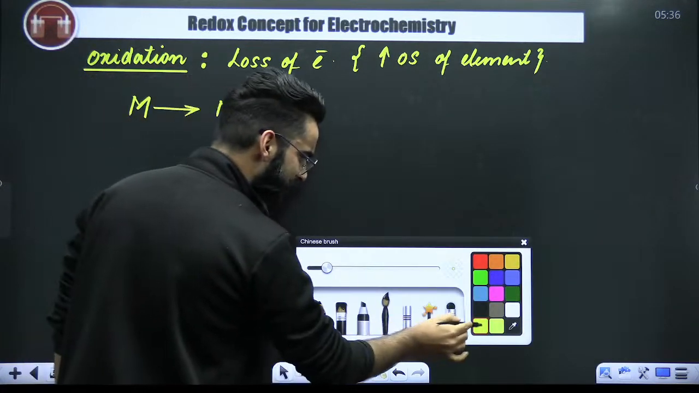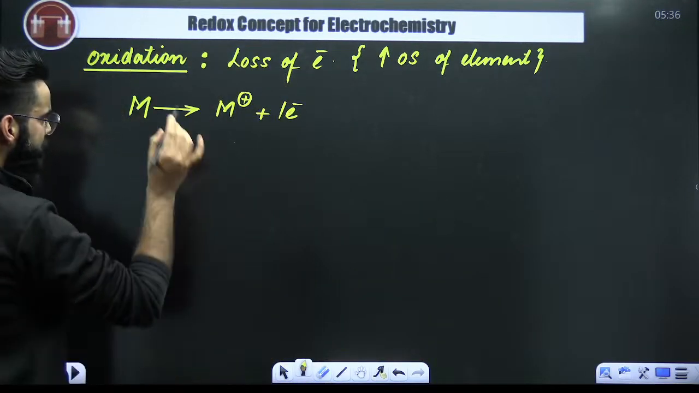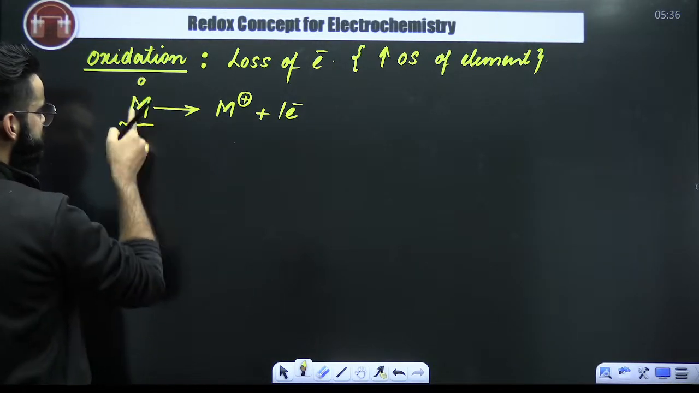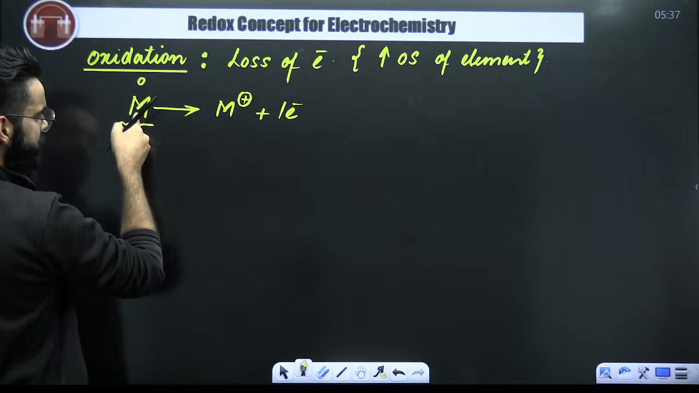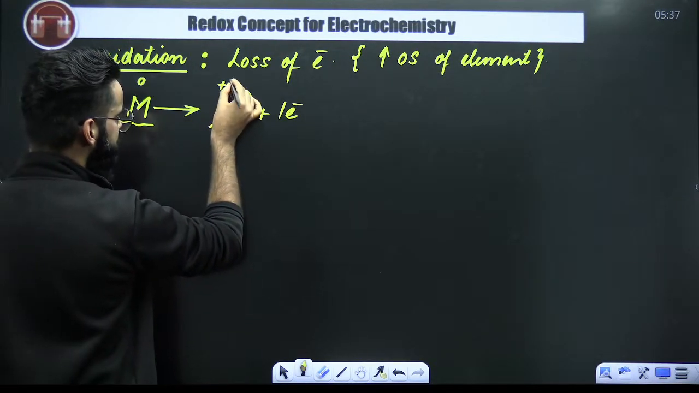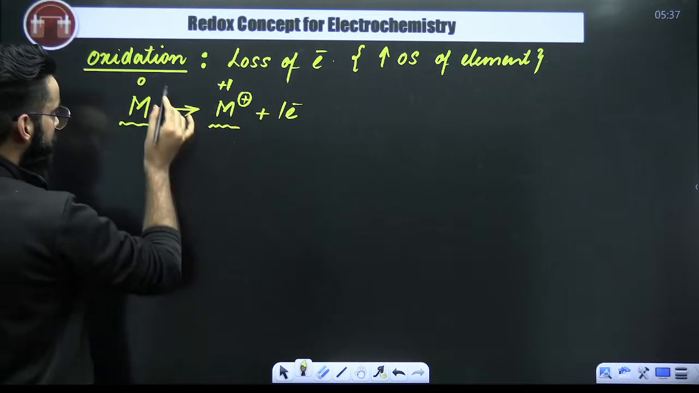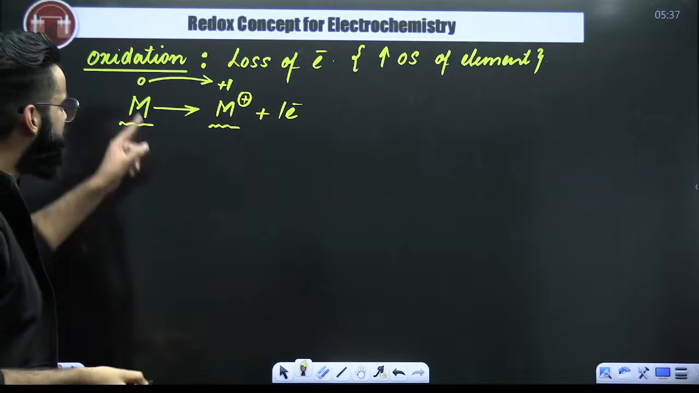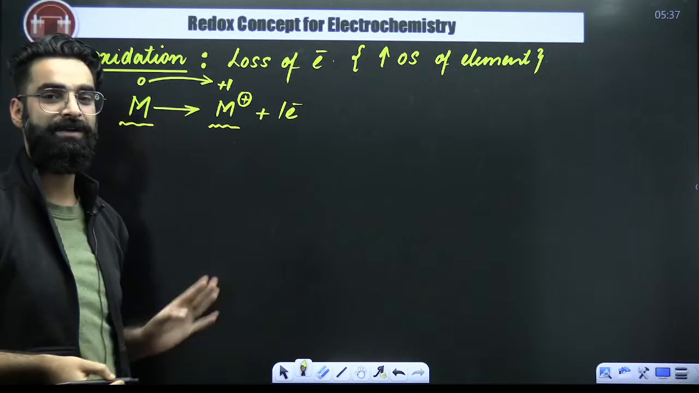Now, my dear students, just try to analyze one simple thing. If I ask you, what is the charge present on this element here? It is zero. What is the charge present on this M+ here? It is plus one. Tell me one thing. From zero to plus one, what does it mean? Has the oxidation state of M increased or decreased?